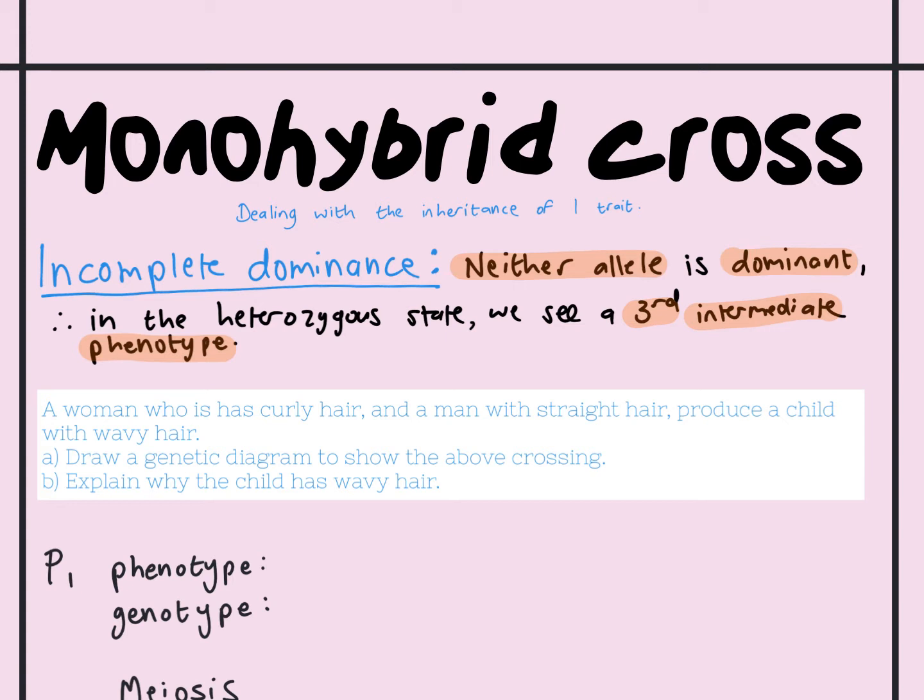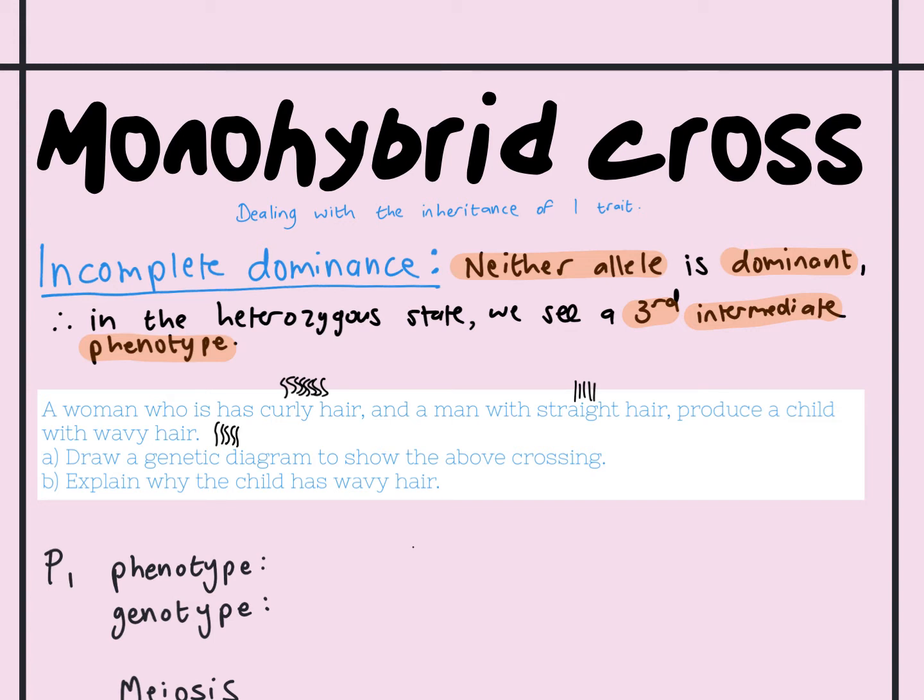That third phenotype also is intermediate to the other two phenotypes, meaning it's in the middle of the other two. So red and white, if you mix the two colors together, they make pink. So it will always be in the middle. So if we look at this question, a woman who has curly hair and a man with straight hair produce a child with wavy hair. So if we were to draw that, it'll be very, very curly hair, straight hair, and then wavy hair, which will be somewhere in the middle as the third intermediate phenotype.